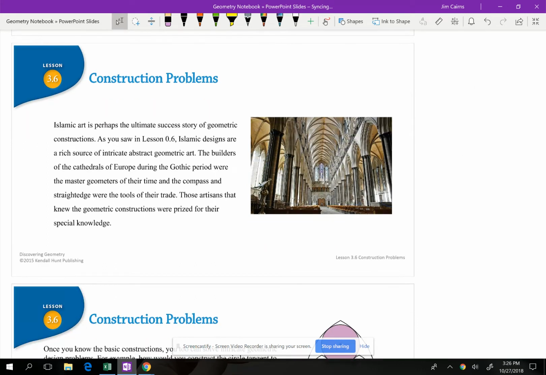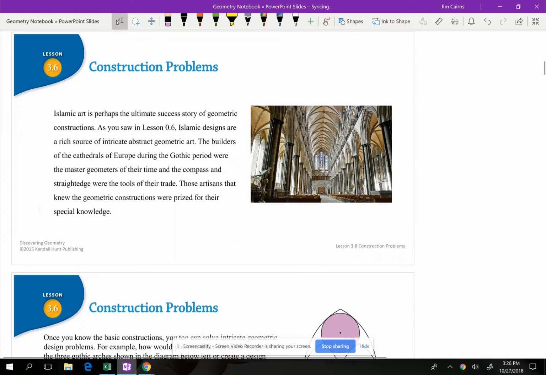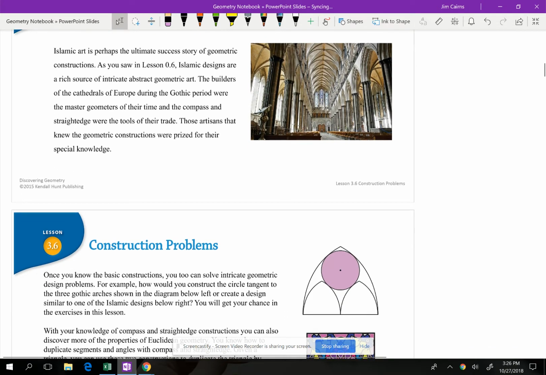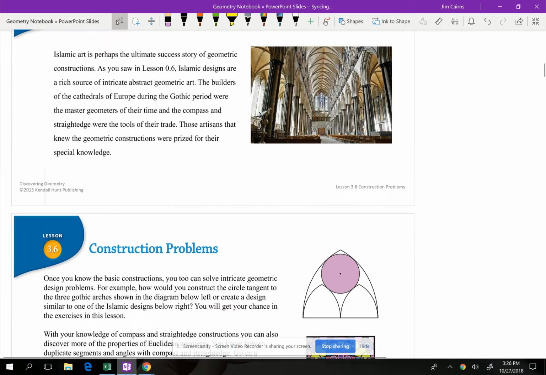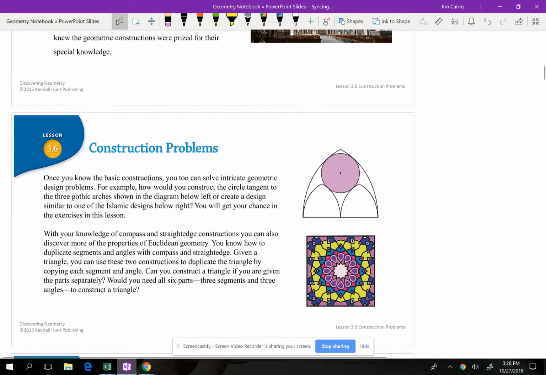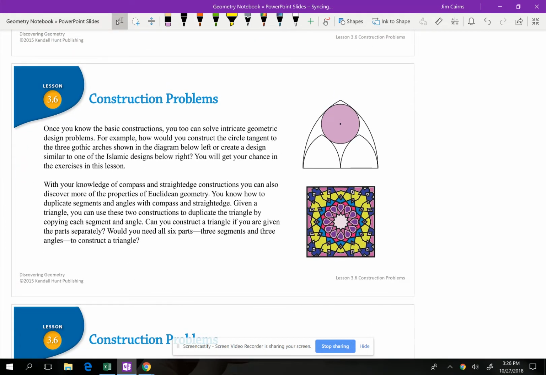All right, now there's art that is perhaps the ultimate success story in geometric constructions. These are going to be very rich with Gothic art, and they knew how to use geometric constructions to make their amazing buildings here. And once you know the basic constructions, you too can solve intricate geometric design problems. For example, how would you construct the circle tangent to the 3 Gothic arches shown in the diagram below left, or create a design similar to one of the Islamic designs below right? You will get a chance in your exercise in this lesson.